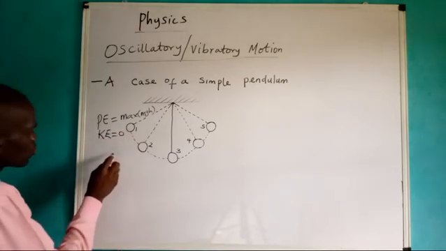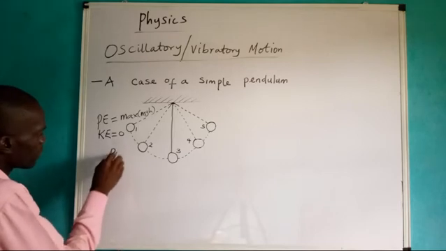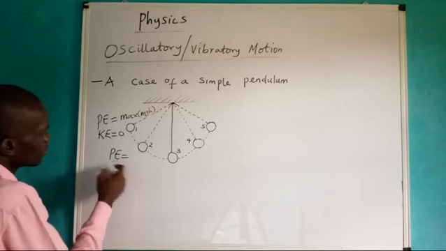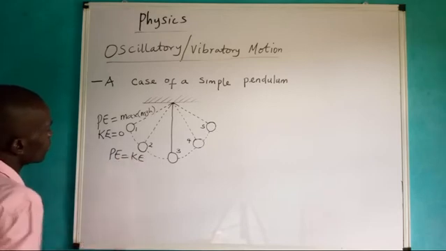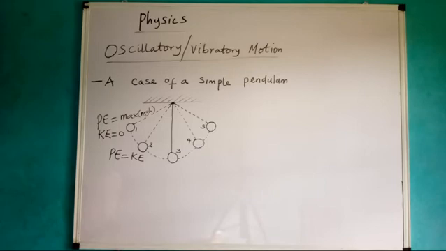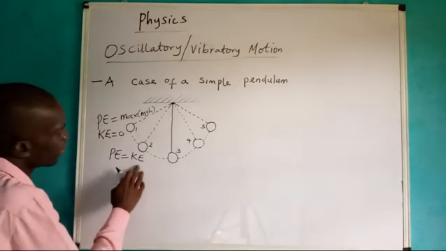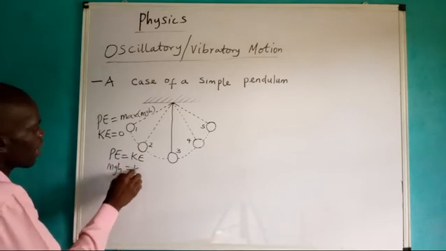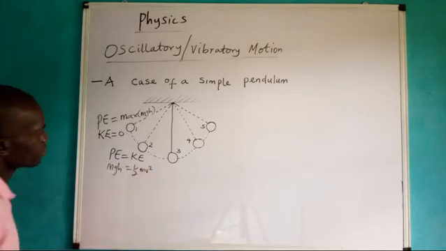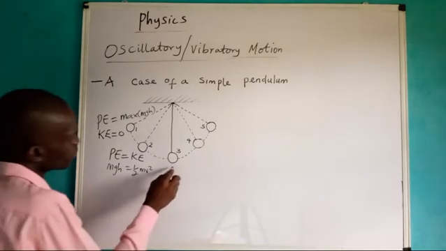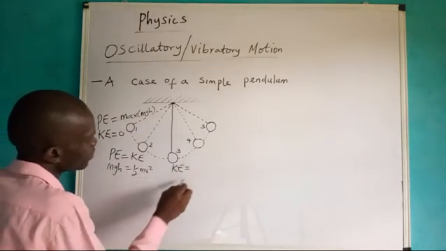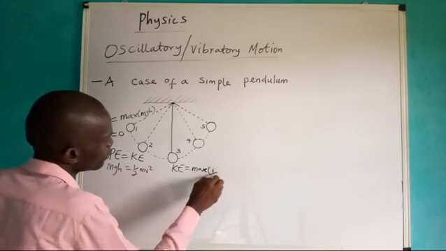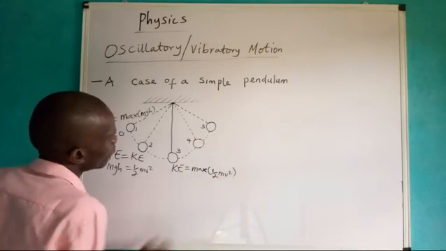At position 2, the PE is going to be the same as the KE. Please take note, it's going to be the same as KE. It means potential energy is equal to kinetic energy, so MGH is equal to half mv squared. That is what it means at this position. At position 3, we have maximum kinetic energy. Maximum kinetic energy, please don't forget. It means here it is going to be half mv squared.